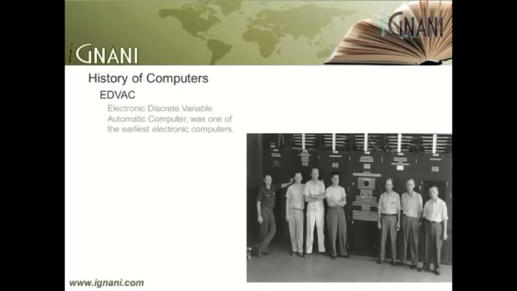EDVAC. EDVAC, short for Electronic Discrete Variable Automatic Computer, was one of the earliest electronic computers. Unlike its predecessor the ENIAC, it was binary rather than decimal, and was a stored program machine. ENIAC's designers wanted to eliminate the intolerable fact that reprogramming the computer required a physical modification of all the patch cords and switches. It took days to change ENIAC's program.